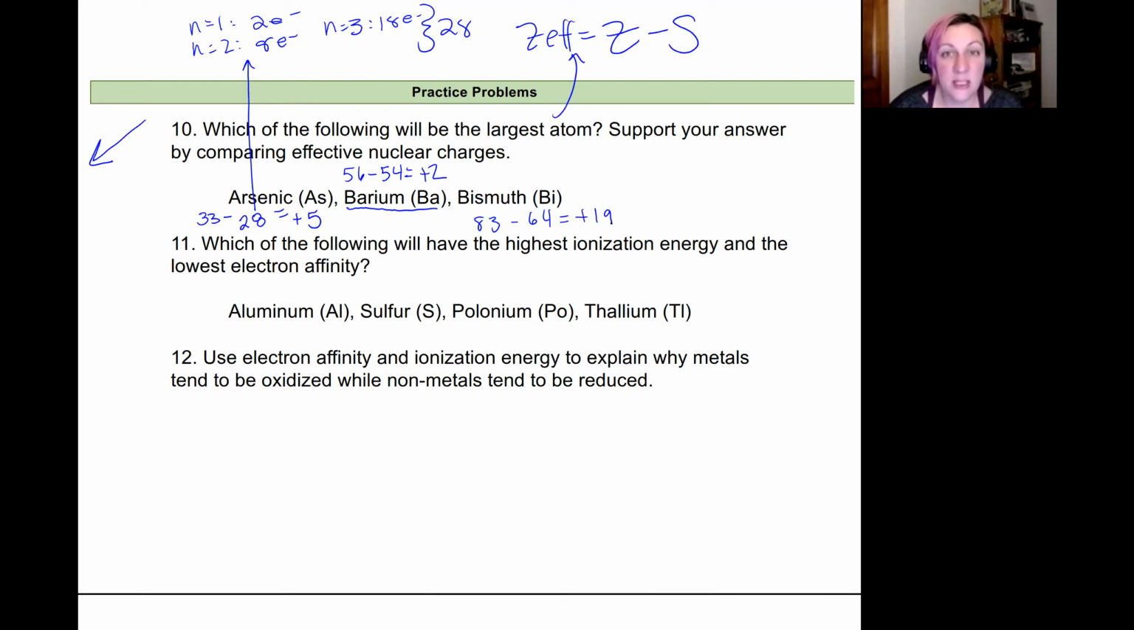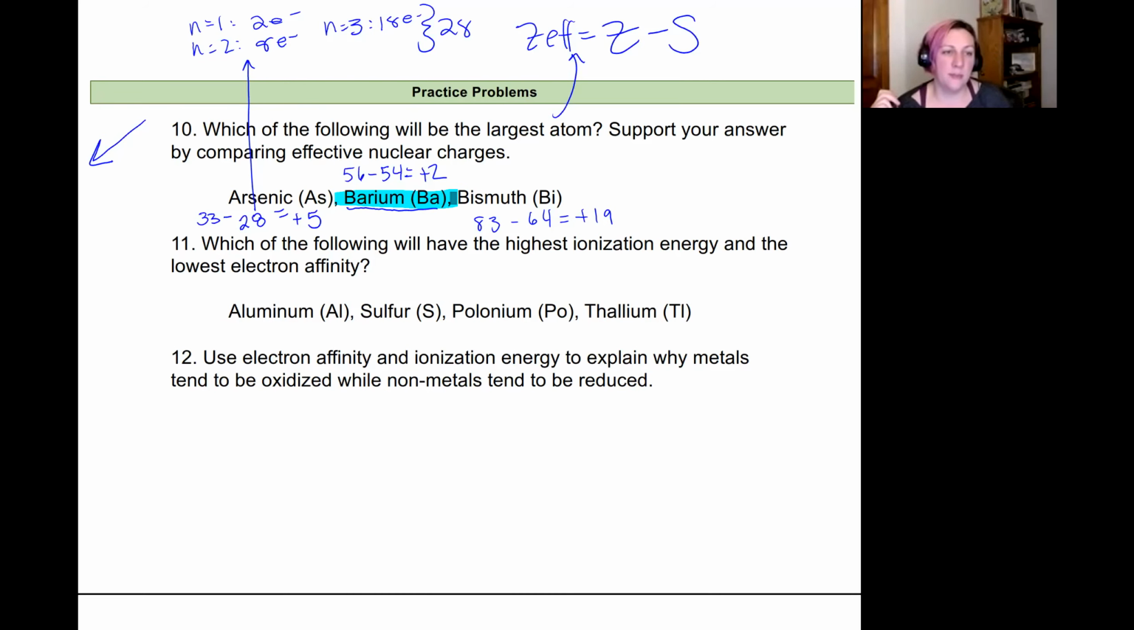So barium is going to be the largest atom because it has the smallest effective nuclear charge, and so it will have the least amount of pull on those valence electrons, and so they'll be able to be furthest away from the atom. And so our barium will be our largest one.